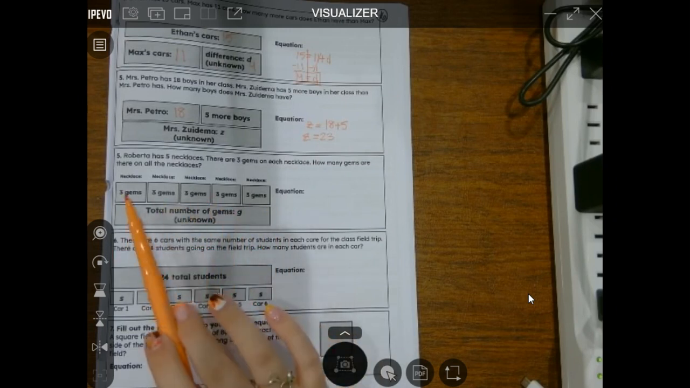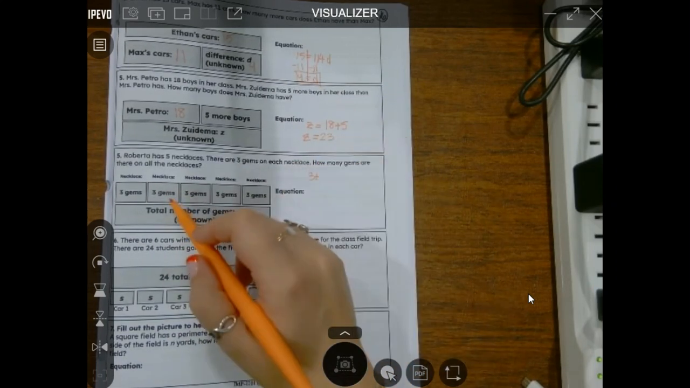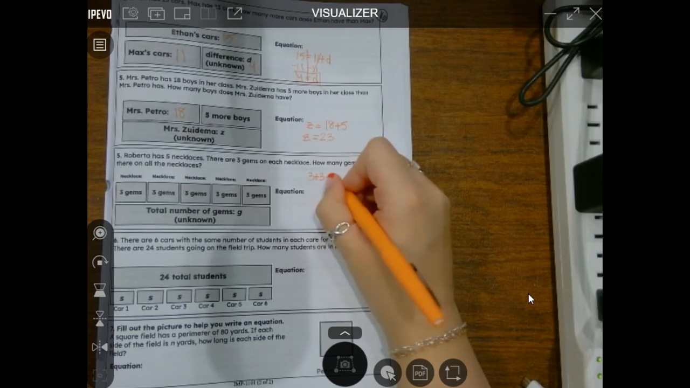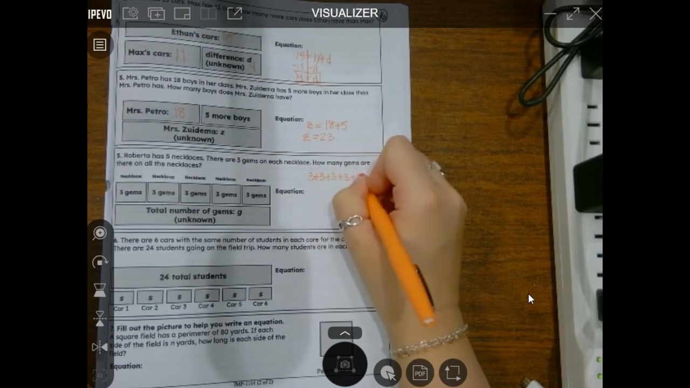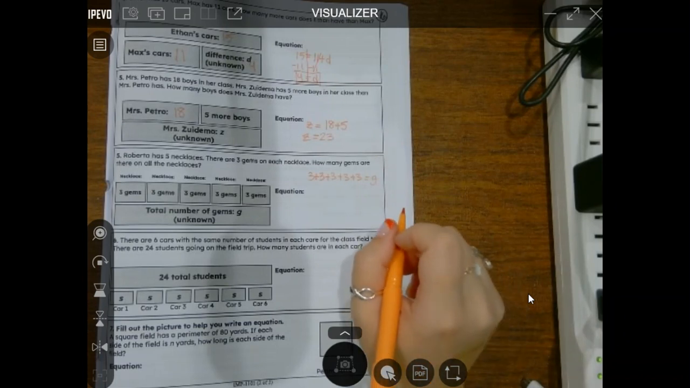So the total number is if we add all these, right? So I could go 3 plus 3 plus itself 5 times: 1, 2, 3, 4, 5, to equal the total. Okay, yeah, sure, that's one way. What would be a better way?